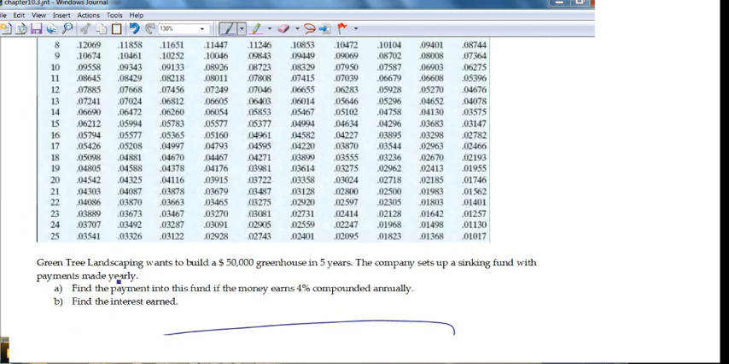So Green Tree Landscaping wants to build a $50,000 greenhouse in 5 years. So in 5 years they need $50,000. So the company set up a sinking fund with the payment made yearly. Find the payment into this fund if the money earns 4% compounded annually. So they're going to make a deposit every year for 5 years into some account that gives them 4% interest compounded annually, maybe a CD.